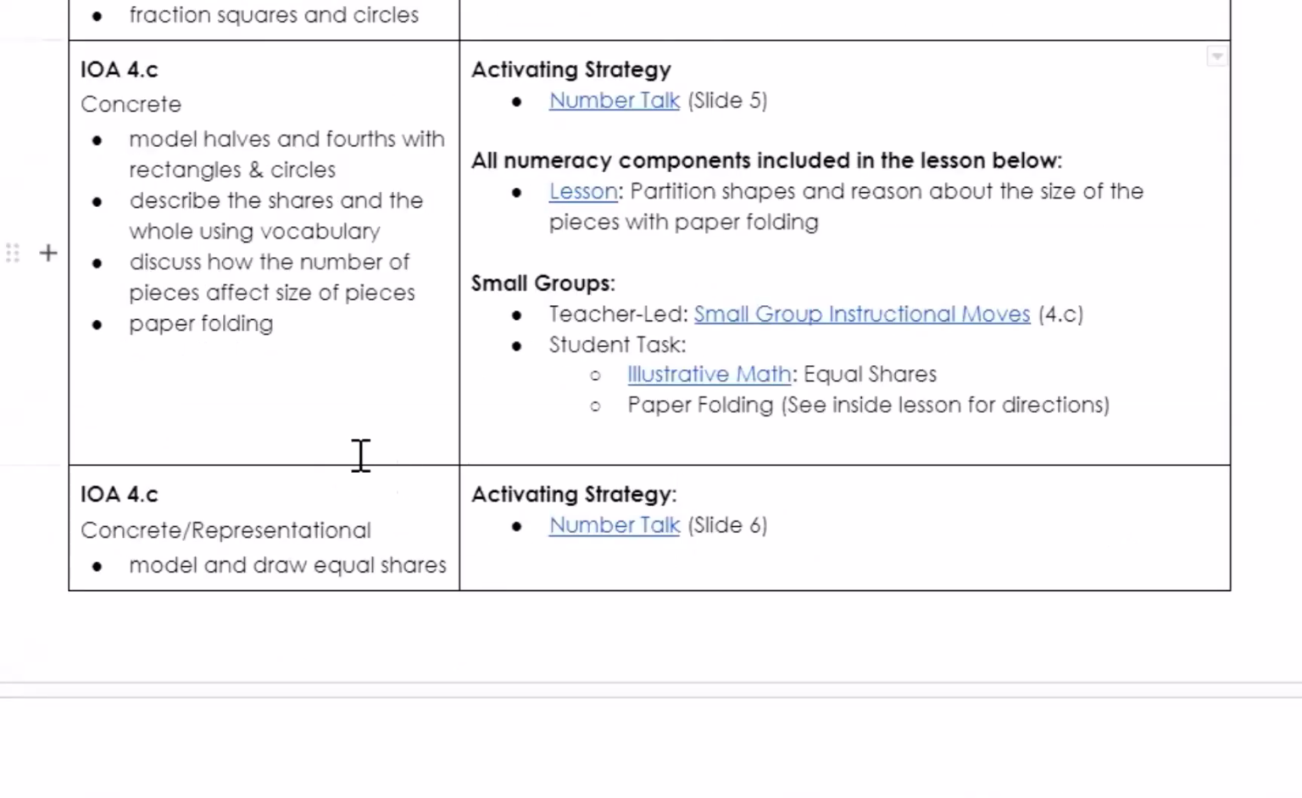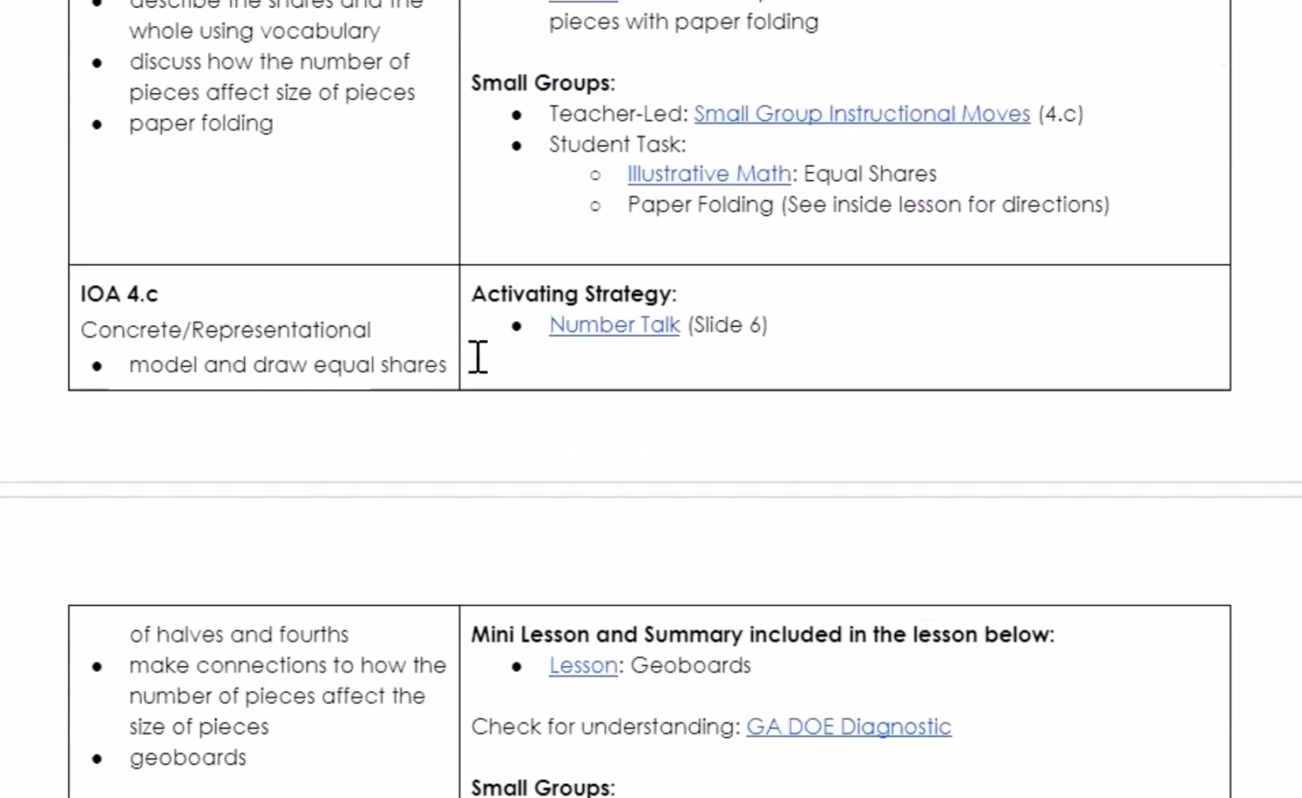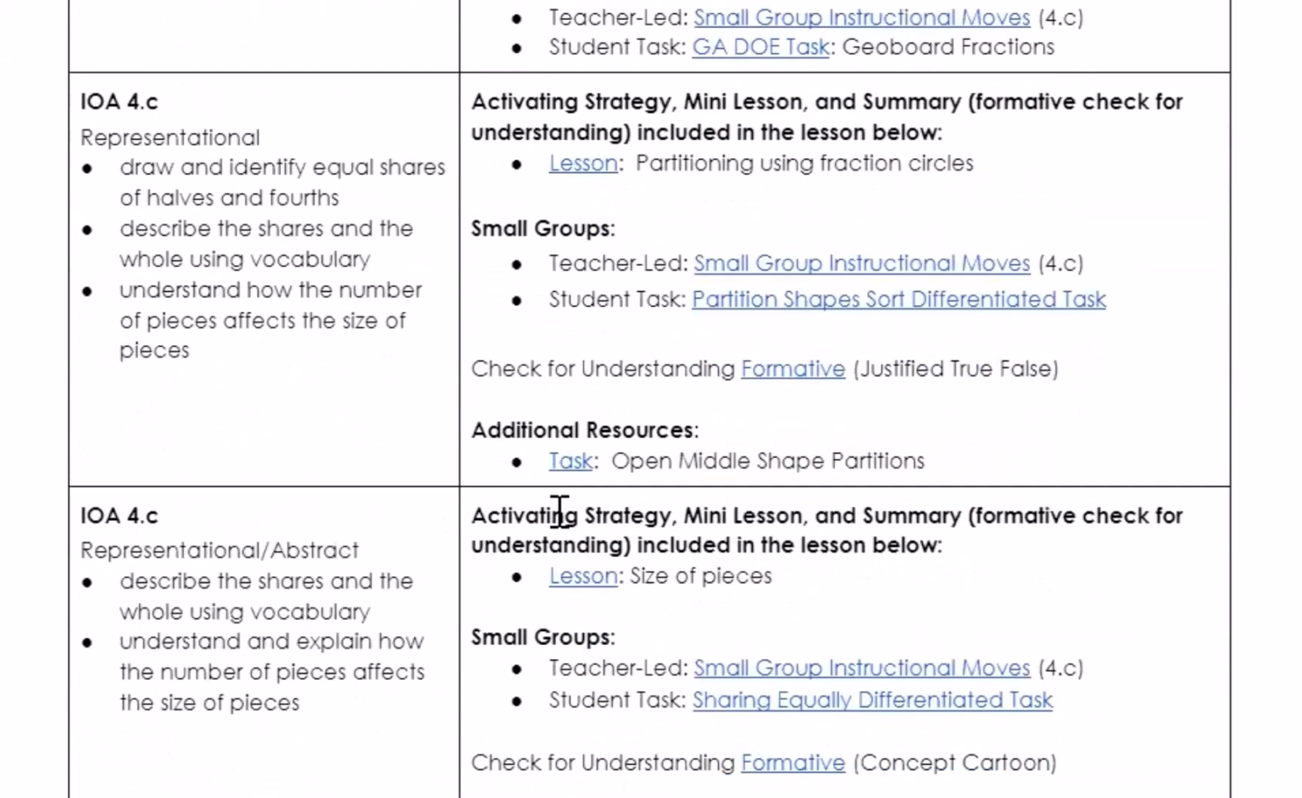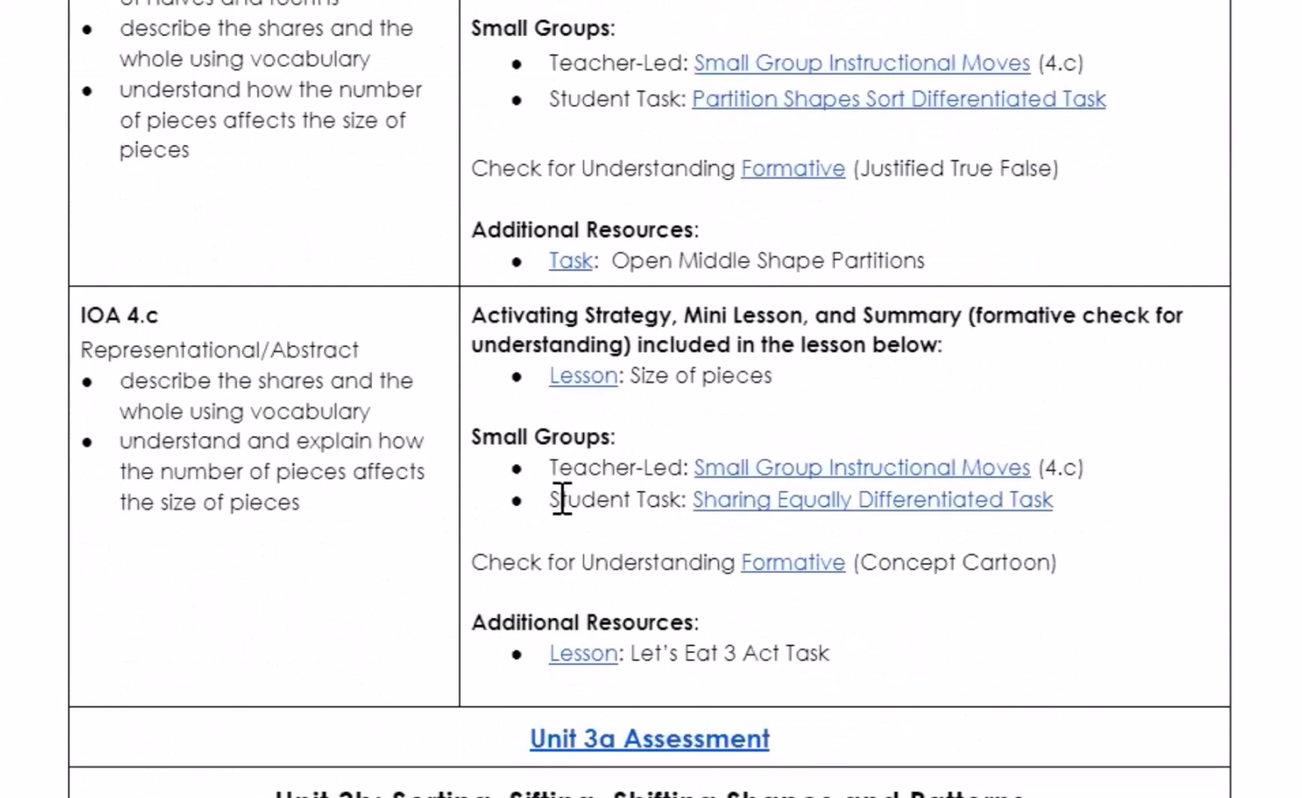You will have about 5 days to work on this specific IOA. Students will spend the majority of that time using concrete manipulatives like Play-Doh, paper folding, Geoboards, fraction squares, or fraction circles before progressing to drawing the representational level. Finally, students will be asked to reason abstractly about the size of the pieces and how the number of pieces that a shape has been partitioned into affects the size of the pieces.